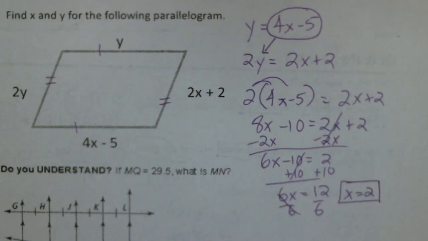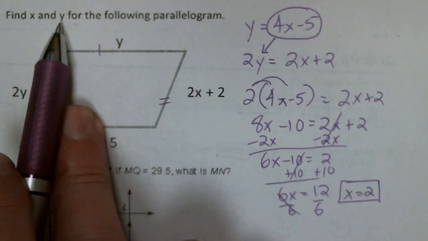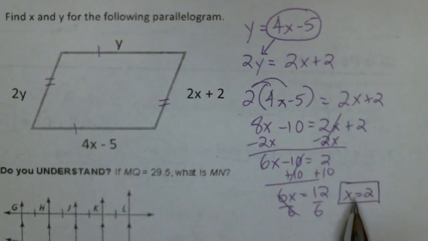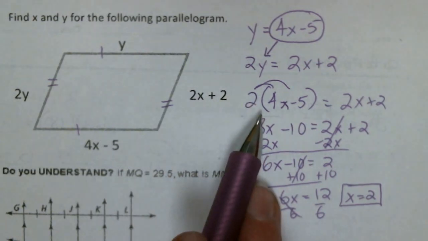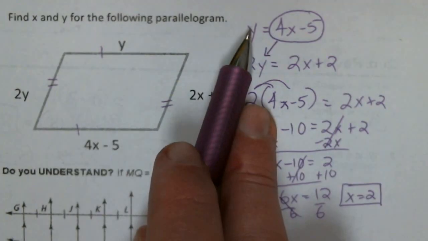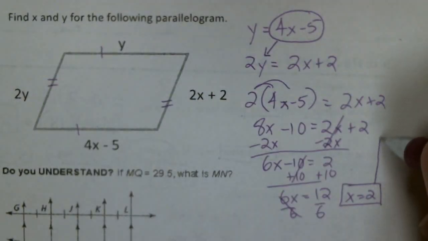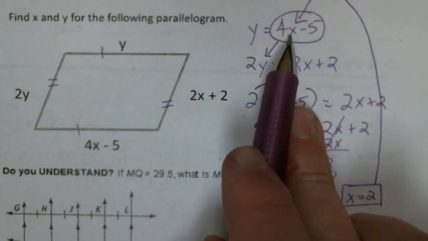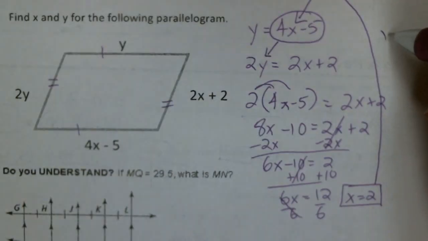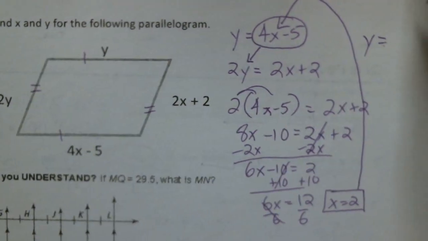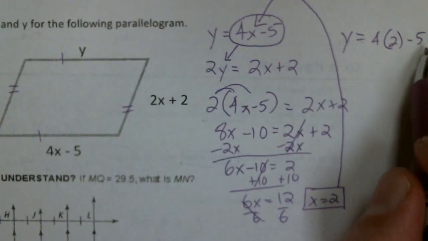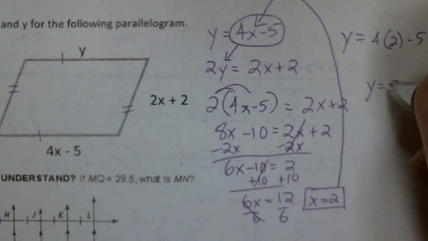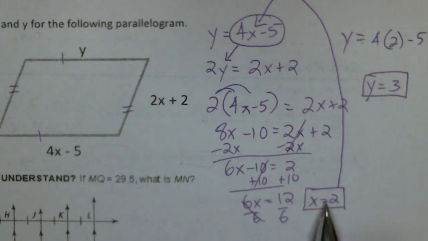Okay. Now, they want me to find the value of y. So I'm going to plug this back in. Where do I plug it back into? This equation, where do I plug it into? I'm trying to find y, so let's plug it into the one where y is already by itself. So I'm going to take this 2 and stick it right in there for the x. So y is going to be equal to 4 times x, 4 times 2, and then minus the 5. That's 8 minus 5. Y is equal to 3. So x is 2, y is 3.